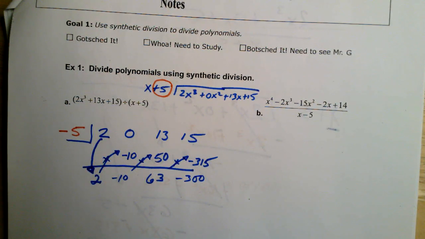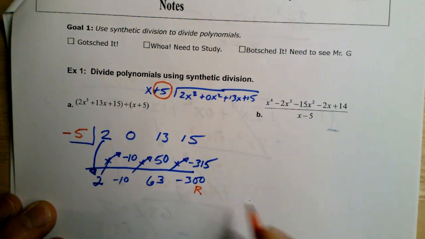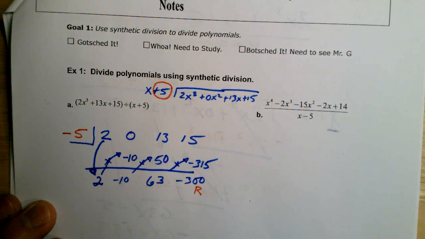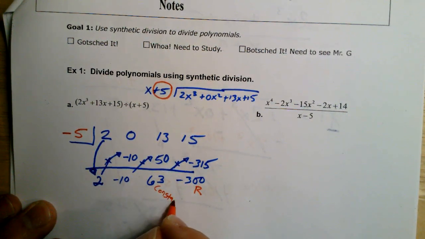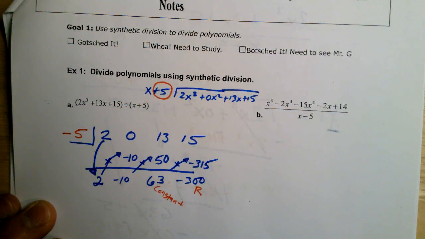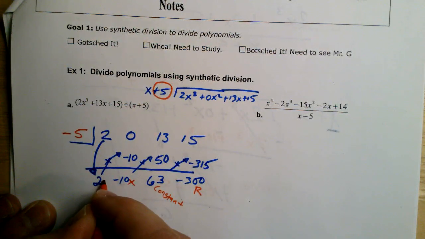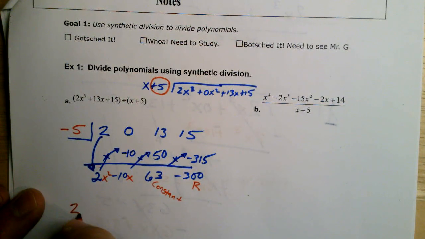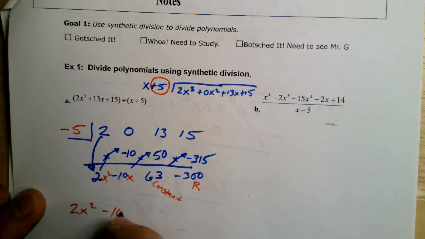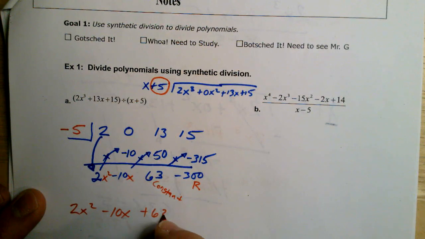Okay. This guy right here is your remainder. So I always start on the far right. That's your remainder. This is your constant. That's the one without x. This is your x term, and this is your x squared term. So my final answer I get is 2x squared minus 10x plus 63, and my remainder is -300 over x plus 5.